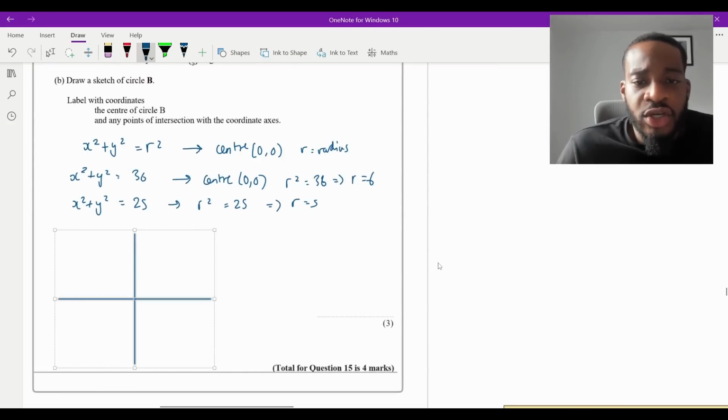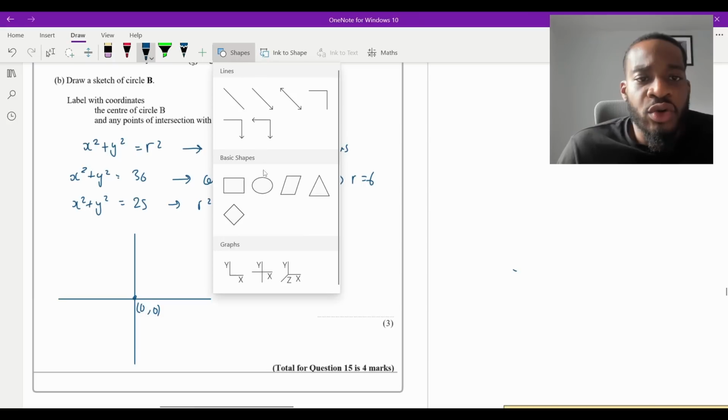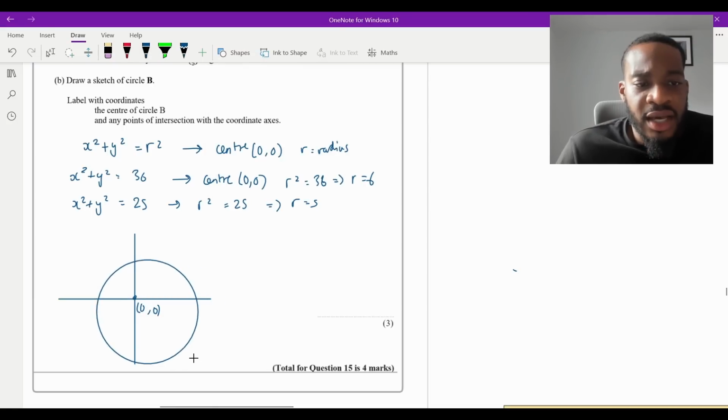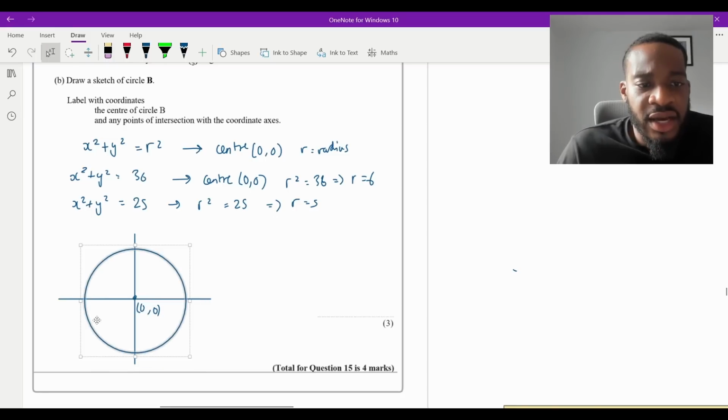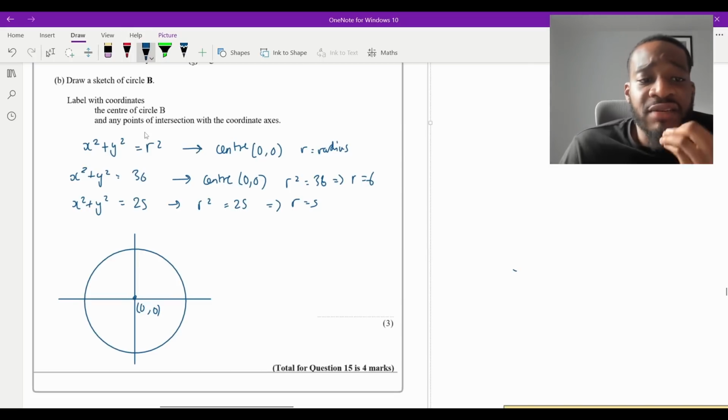And then I'm going to draw a circle, right? The center is at the origin, 0, 0. I'll just do it there. And then I'm going to draw a circle like that. And I'm just going to say that the circle's like that, right? Just a rough sketch. Now, what do we know? We know that the radius is 5, right?